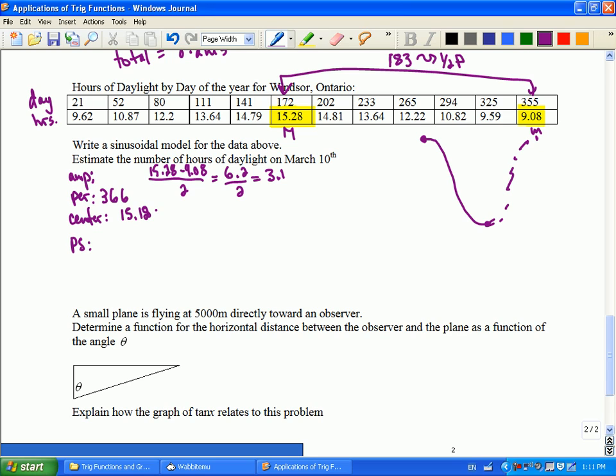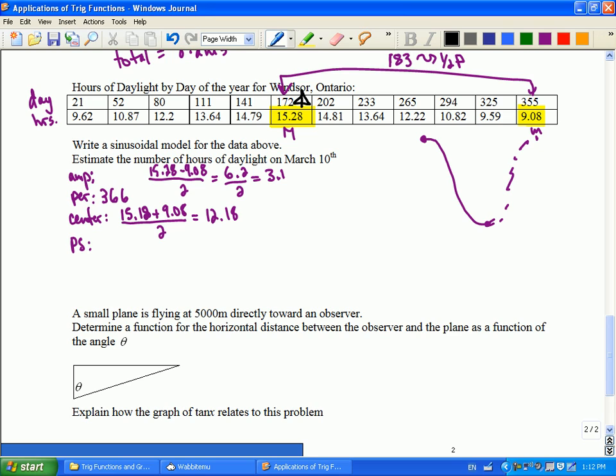So some people are starting to get a hang of it here. 9.08, and then we divide it by 2. If you want to end up in the middle, you add them together and divide by 2. So sorry, what was the middle? What did it turn out to be? 12.18. Yep.